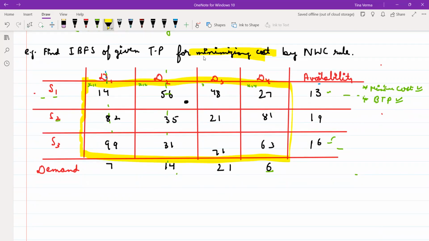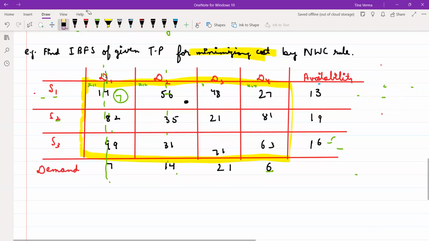So what is the least cost here? 14. So here firstly you will do the assignment in 14. So here will be 7 and minimum of that will be your 7. So what you will cut, the same you will cut your column, and here will be 13 minus 7 will be your 6, and it was your balanced as well that we have discussed.